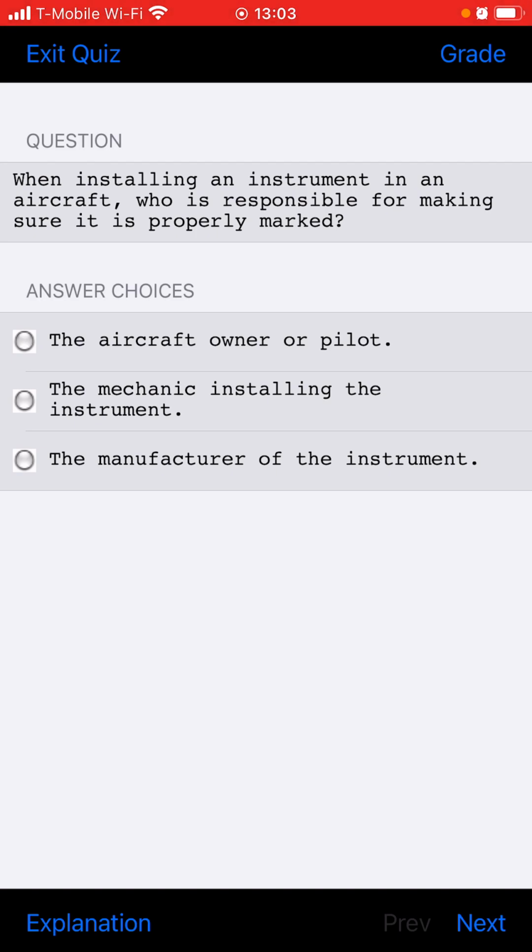Number 18. Before a brake system can be inspected for leaks, what action must be accomplished? Pressure must be applied to the system.